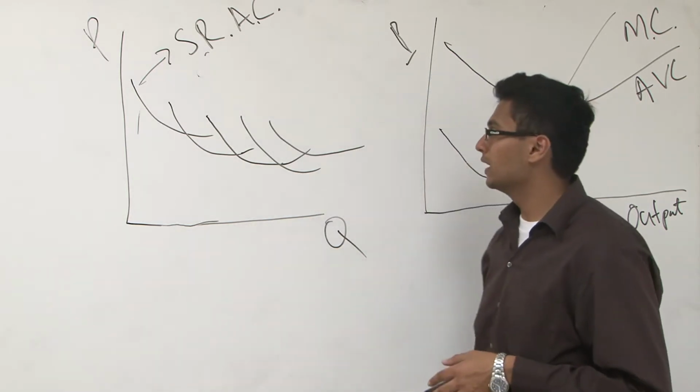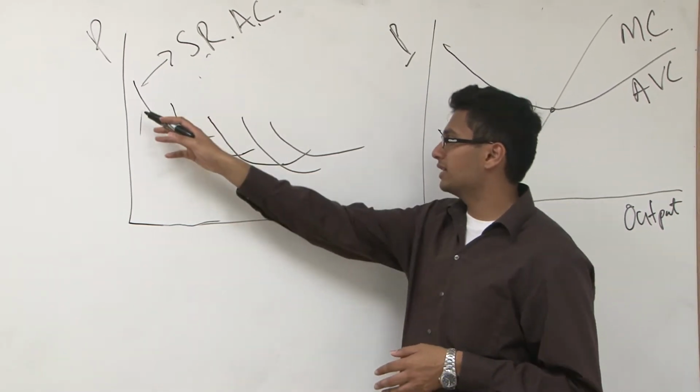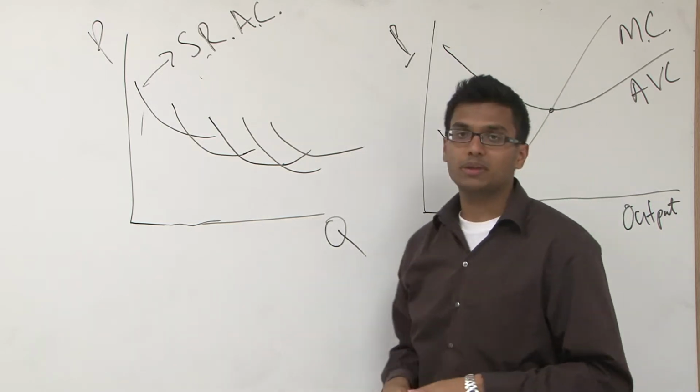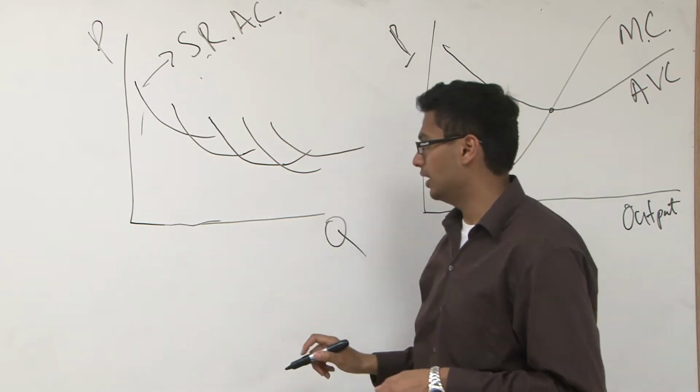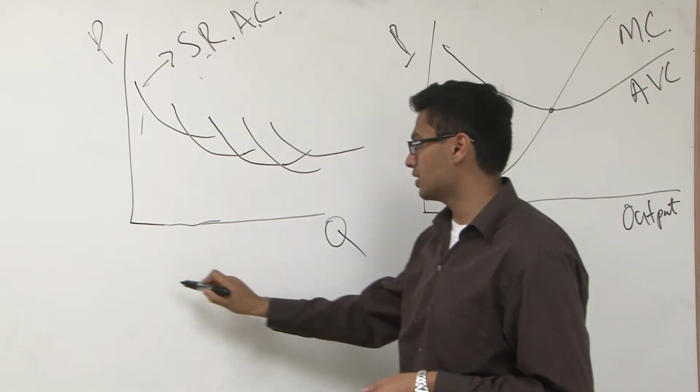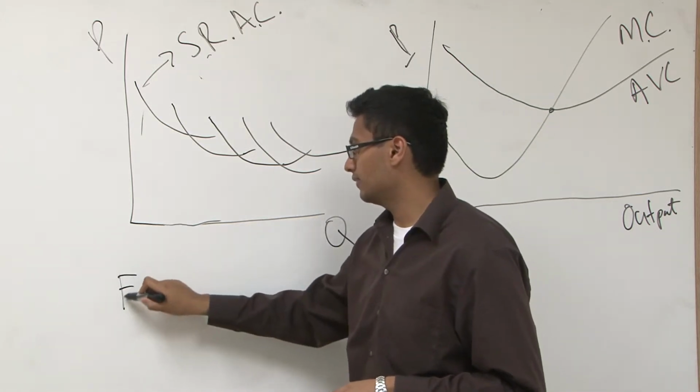SRAC. Now, the reason they take the shape of a parabola is for a different concept, and that concept for long run average cost and the shape of that long run average cost is called economies of scale.